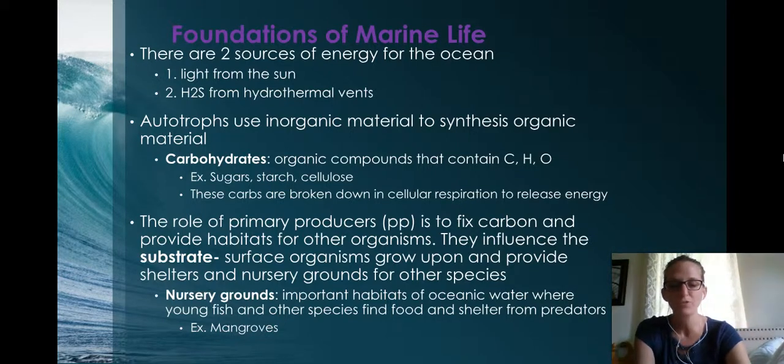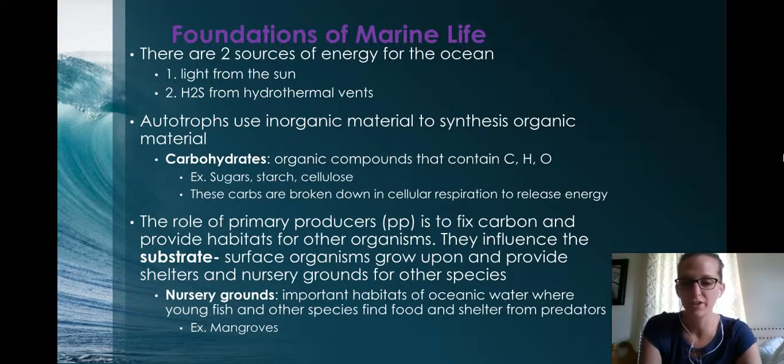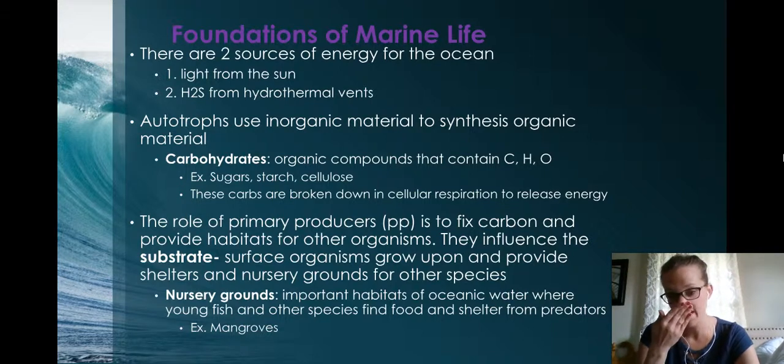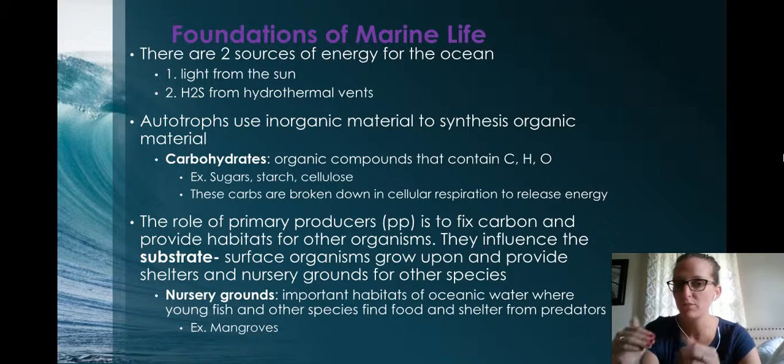So the role of primary producers is to fix or to convert your inorganic carbon dioxide into a carbohydrate that your consumers are able to use. They can also influence the substrate or the area that they're growing around by anchoring down soil, slowing down water currents, stopping turbidity because they're holding down sediment.